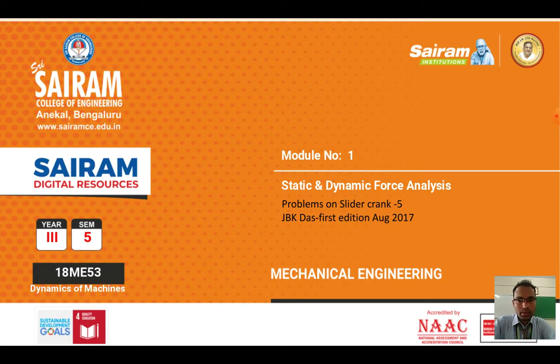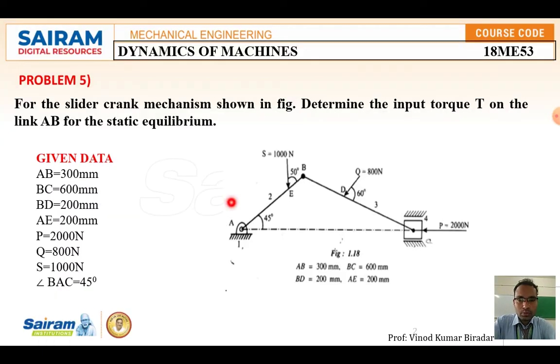Here, point A is a fixed point. The fixed link you denote as link 1. A to B is one element, and the second element is B to E. At a distance of, as given here, AE is 200 mm. So one force is acting, that force is S equal to 1000 Newton, at point E.